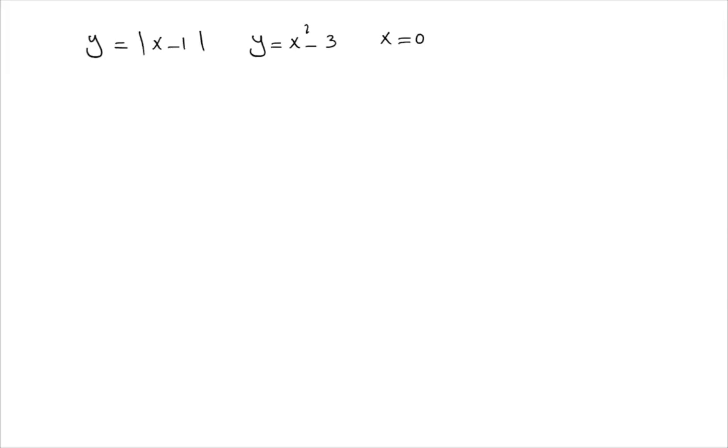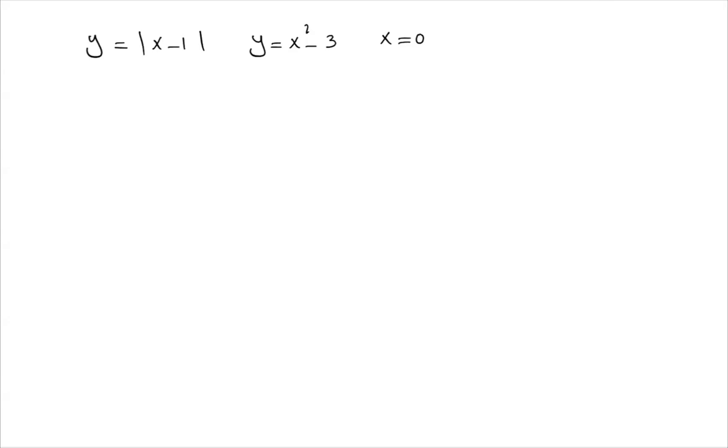So we're looking at an absolute value problem. Y is equal to the absolute value of x minus 1, and then you have x squared minus 3, and then x is equal to 0. What does the visualization look like? How do we visualize the absolute value of x minus 1?